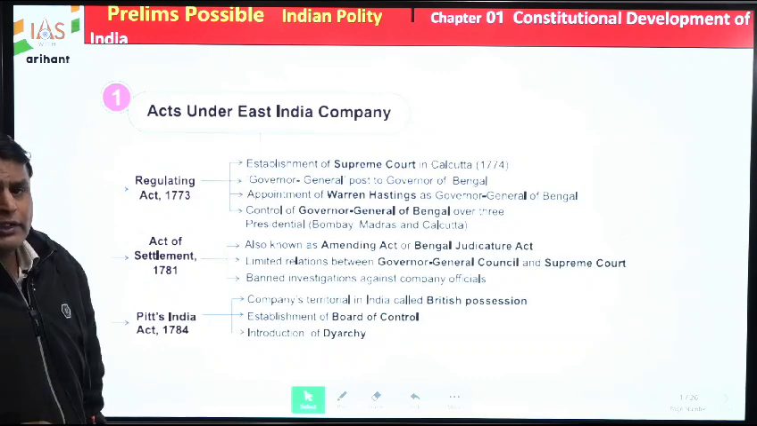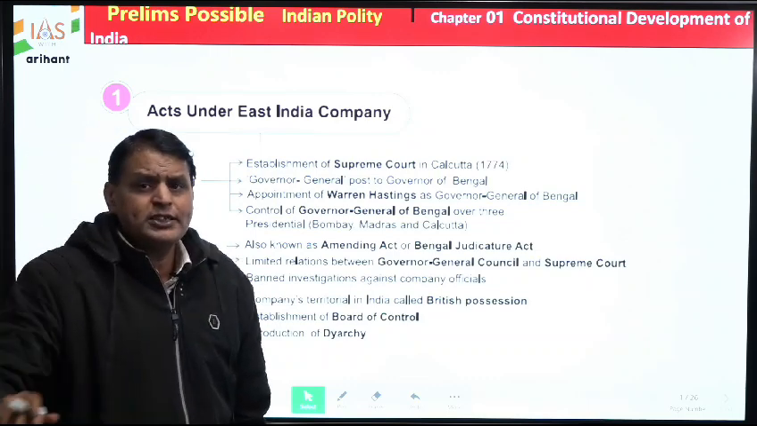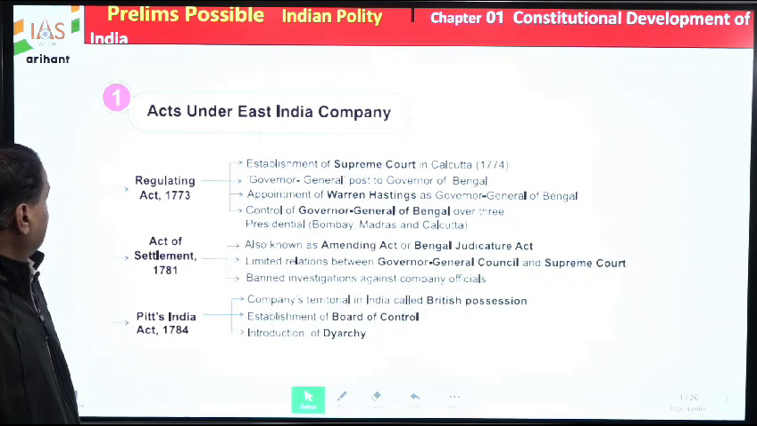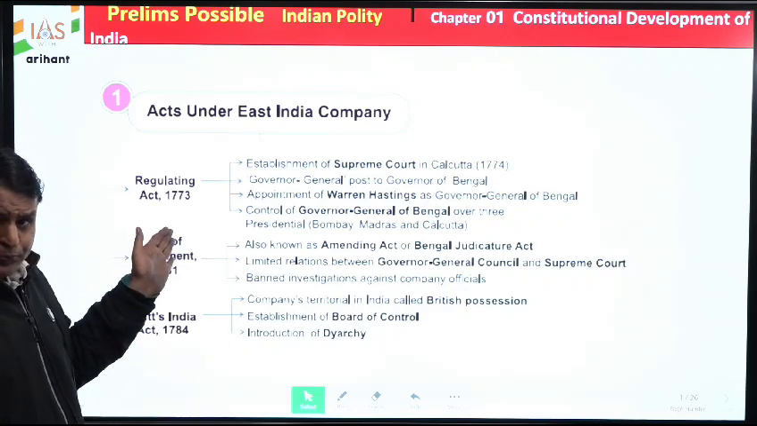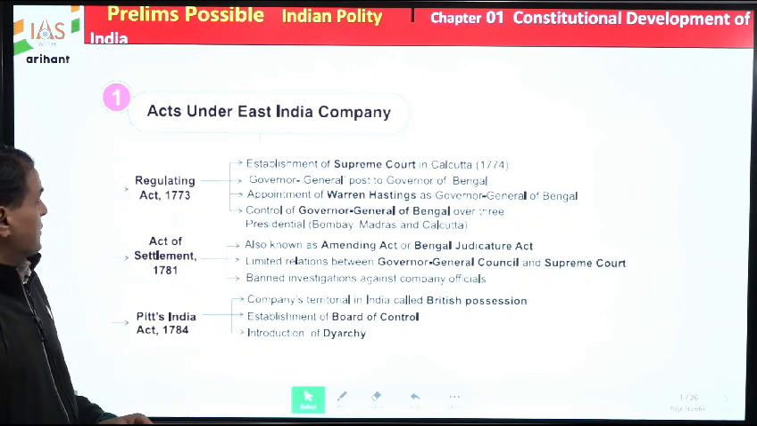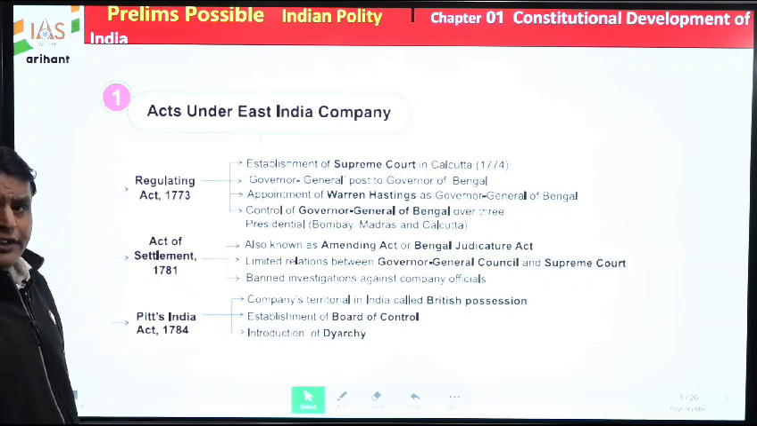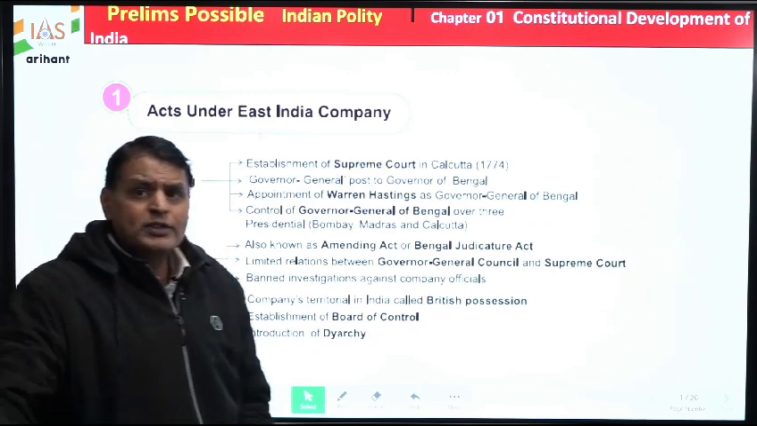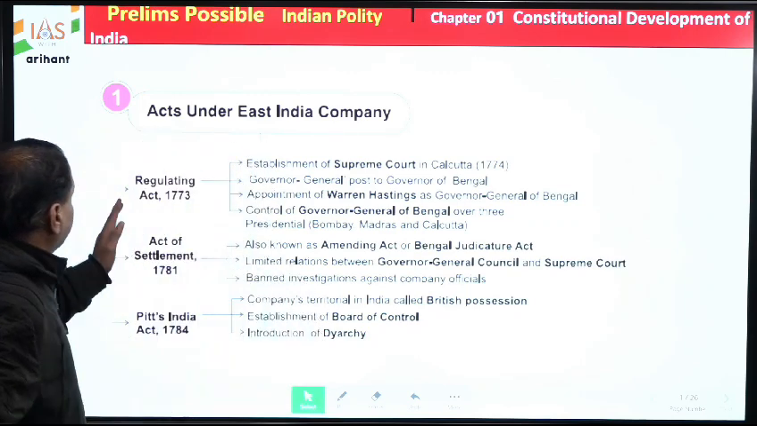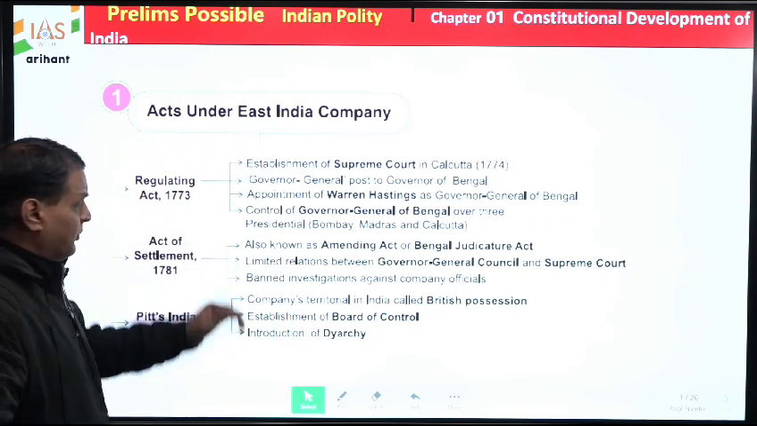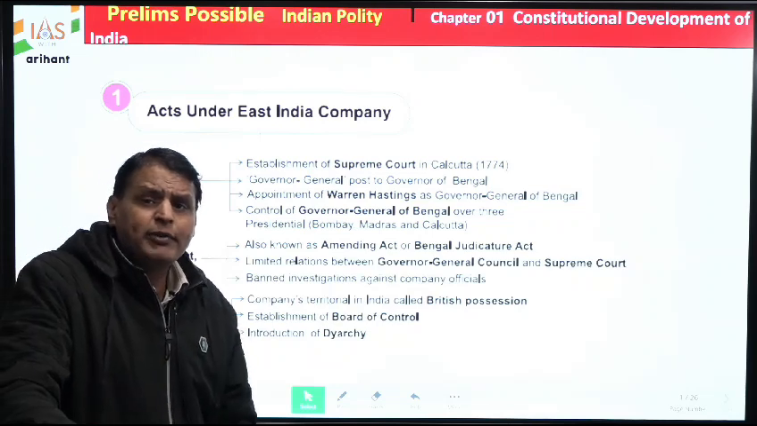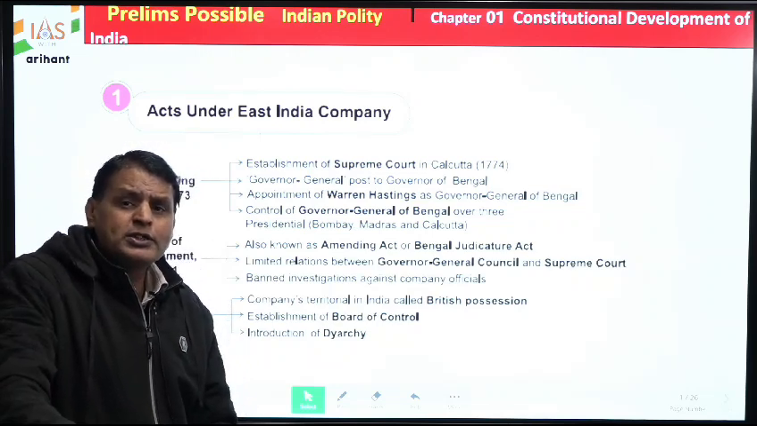You know very well, the first act under the East India Company is the Regulating Act. It established Kolkata as the seat of the Governor General body. The capital of Bengal was Calcutta. So, the first Governor General of Bengal was Warren Hastings.